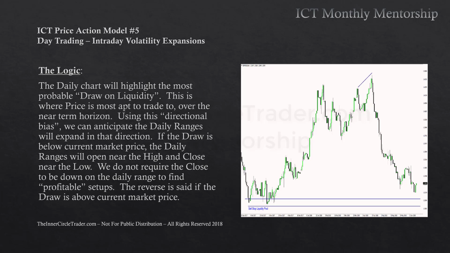Alright, so the logic behind this is the daily chart will highlight the most probable draw on liquidity. Again, that's where directional premise comes in, or bias. This is where price is most apt to trade to, over the near-term horizon, that is. Now, using this directional bias, we can anticipate the daily ranges expanding in that same direction. Now, if the draw is below current price of the market right now, the daily ranges will open near the high and close near the low.